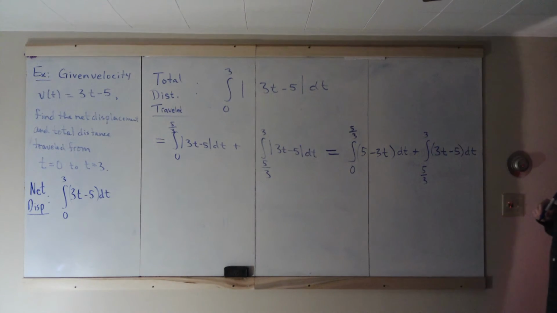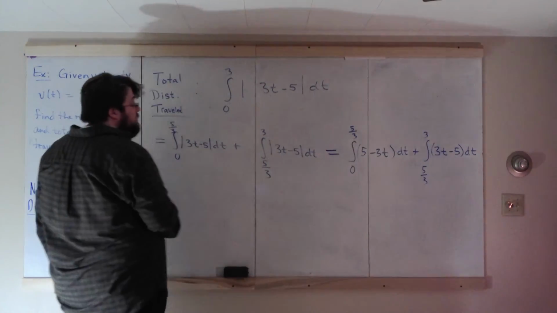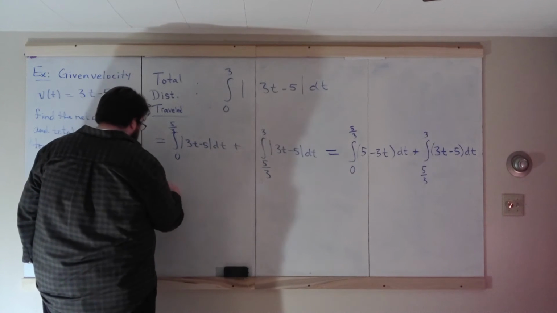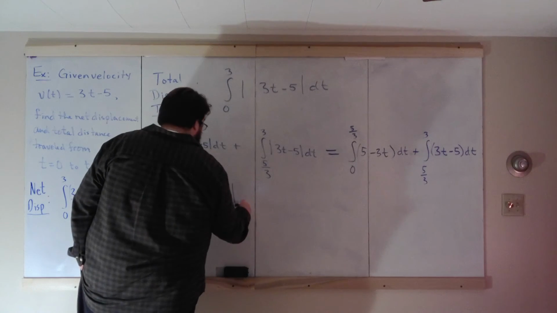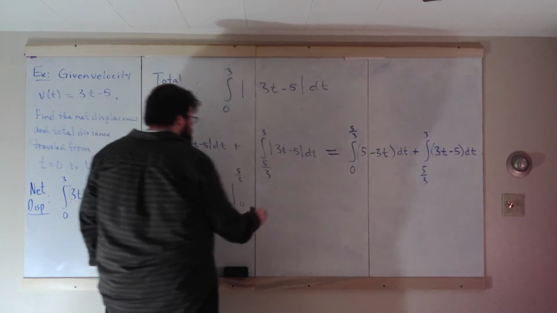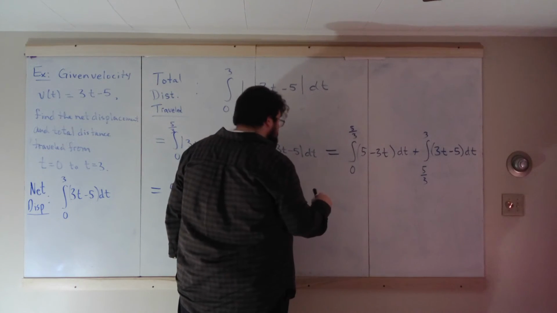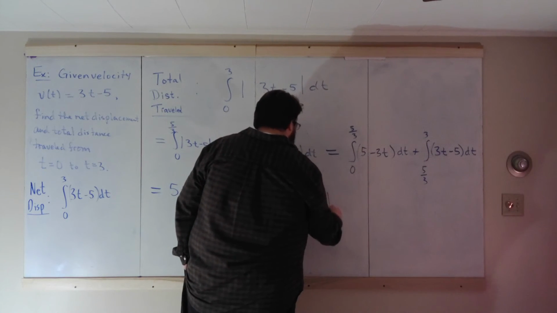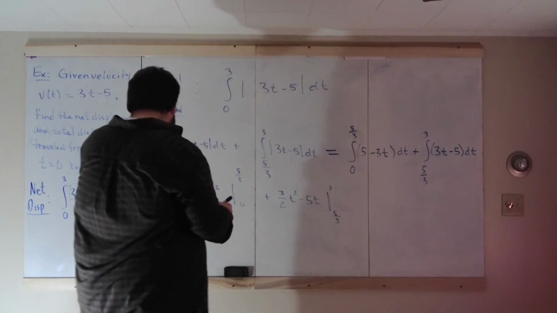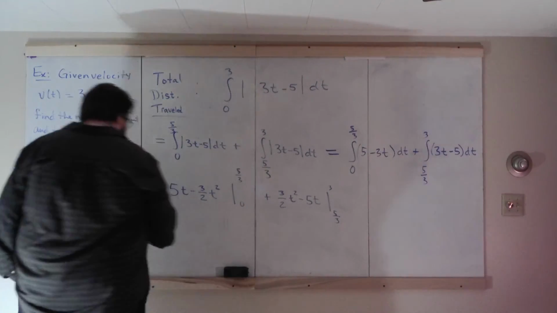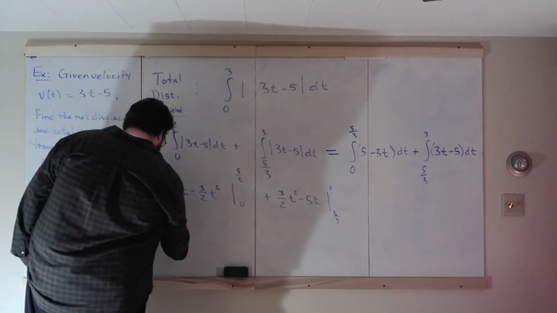Well, now we just have a bunch of power rules and substitution. So let's do that. For 5 minus 3t, an antiderivative is 5t minus 3 halves t squared, evaluated from 0 to 5/3, plus 3 halves t squared minus 5t, evaluated from 5/3 to 3. Oh, that's nice. Substitute 5/3 into the 5t, and you get 25/3.